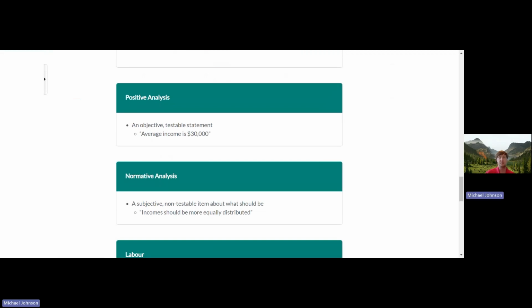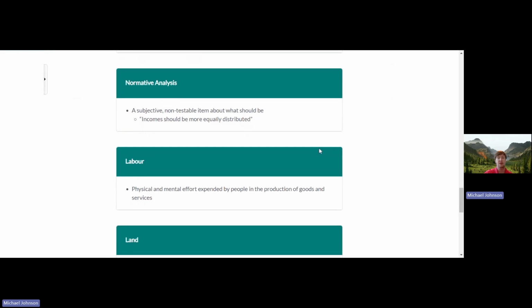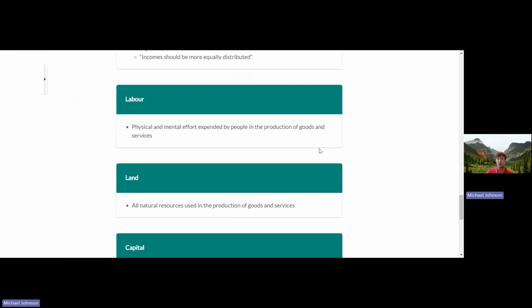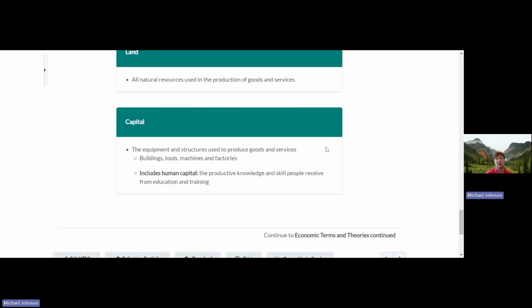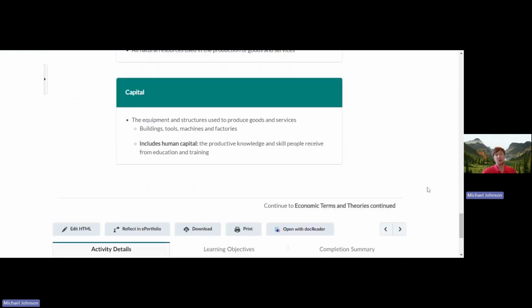Positive analysis is an objective testable statement. Average income is $30,000. Normative analysis is a subjective, non-testable item about what should be. Income should be more equally distributed. Labor is physical or mental effort expended by people in the production of goods and services. Land is all natural resources used in production of goods and services. Capital is buildings, tools, machines, and factories.